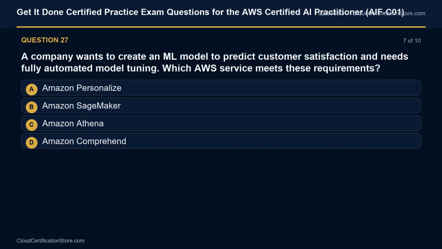Question 27. A company wants to create an ML model to predict customer satisfaction and needs fully automated model tuning. Which AWS service meets these requirements? Option A, Amazon Personalize. Option B, Amazon SageMaker. Option C, Amazon Athena. Option D, Amazon Comprehend.